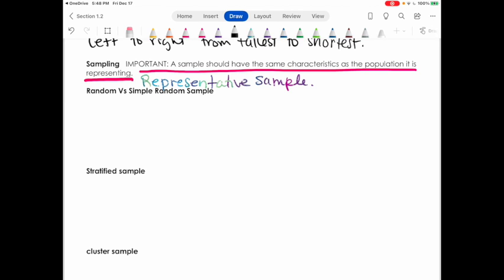So then when you do take the average, it's going to make more sense and it's going to be more accurate. So that is why it is so important that you have a representative sample. Otherwise, all your research doesn't even matter if you're not even picking the sample correctly.